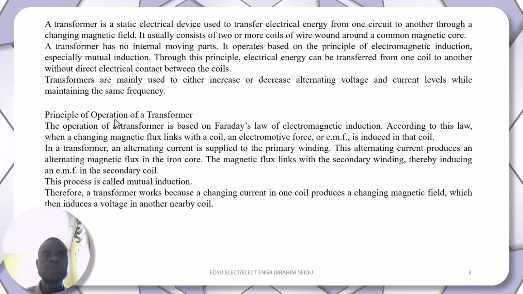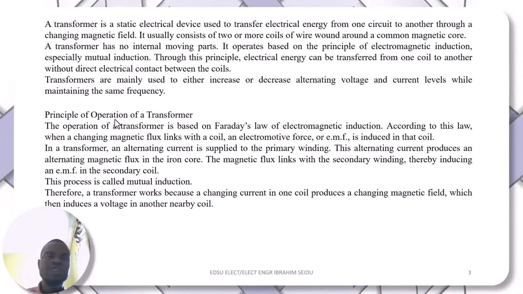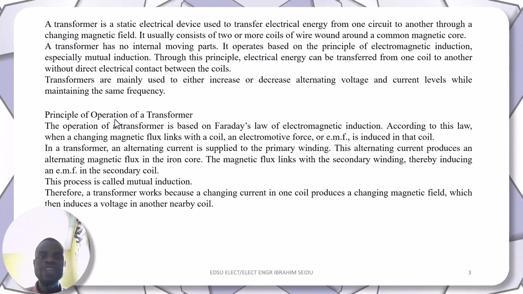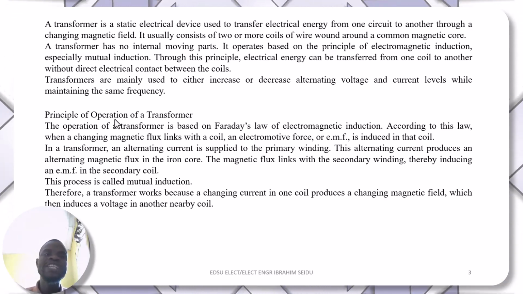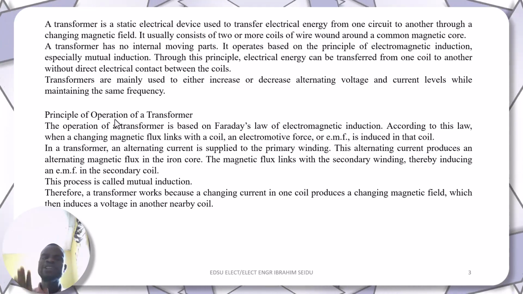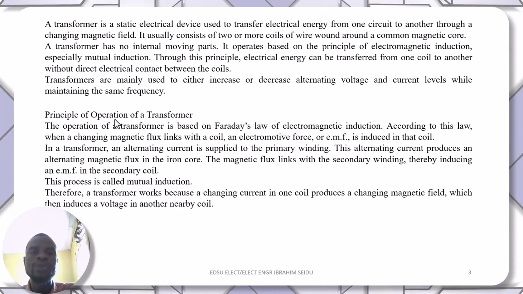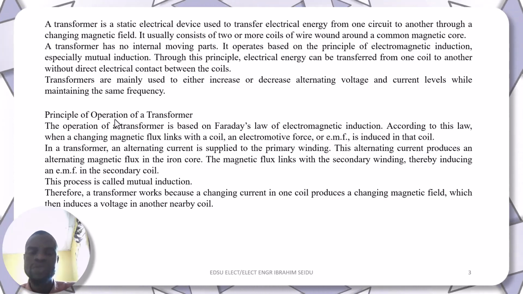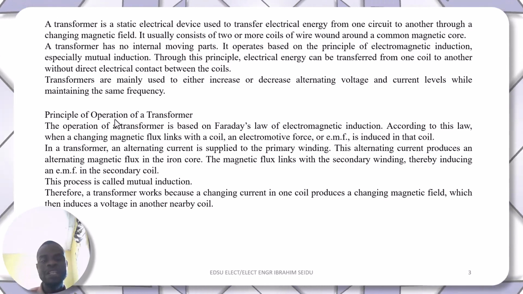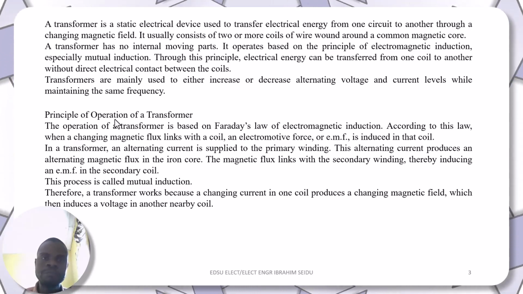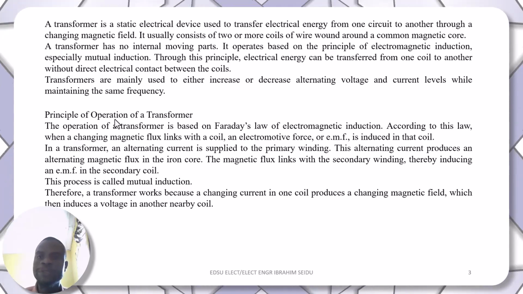Now, what is a transformer? Using a simple and basic definition, a transformer is a static electrical device used to transfer electrical energy from one circuit to another through a changing magnetic field. Normally, a transformer works with the principle of mutual induction, or electromagnetic induction. Yes, it uses Faraday's principle of electromagnetic induction to operate. That is its principle of operation.